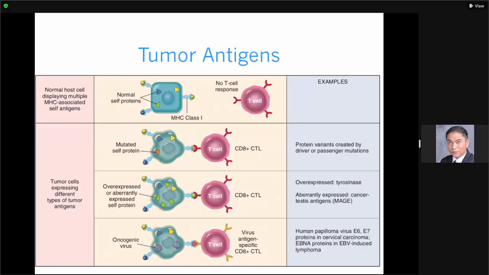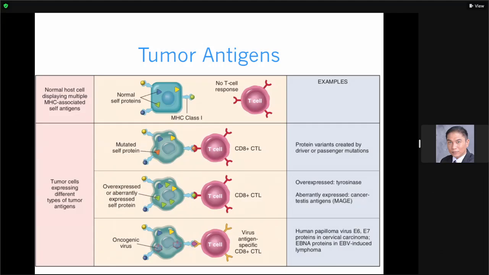Ano ba yung mga possible na antigens naman natin? Remember that cells undergo mutation, non-lethal genetic damage. And with the mutation, there will be change in the sequence of the DNA. And so there will be protein variants. Protein variants na may express due to the mutation. These can serve as antigen, the protein variants.